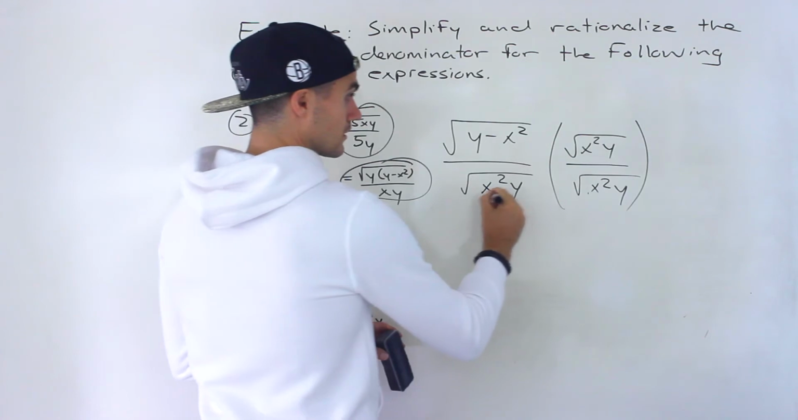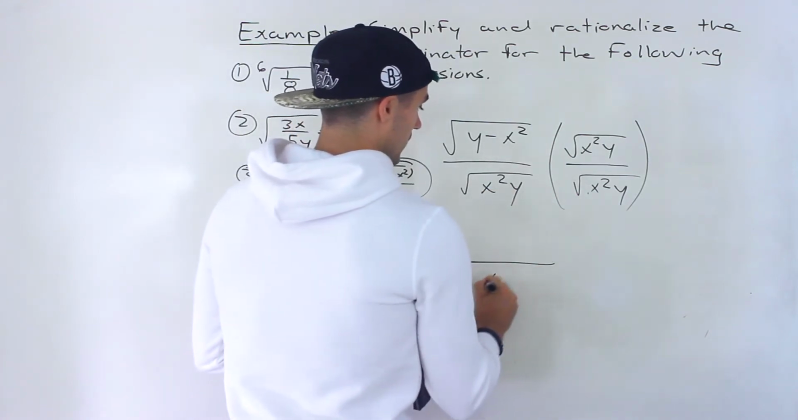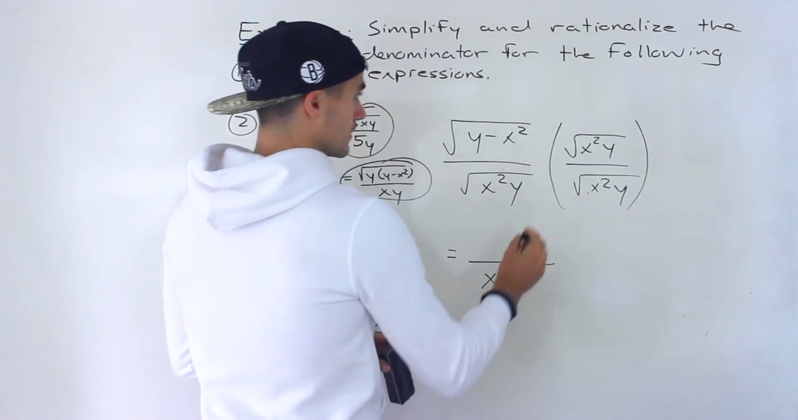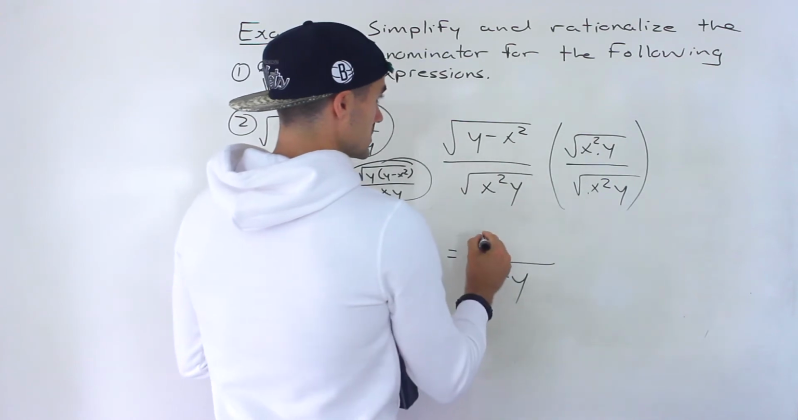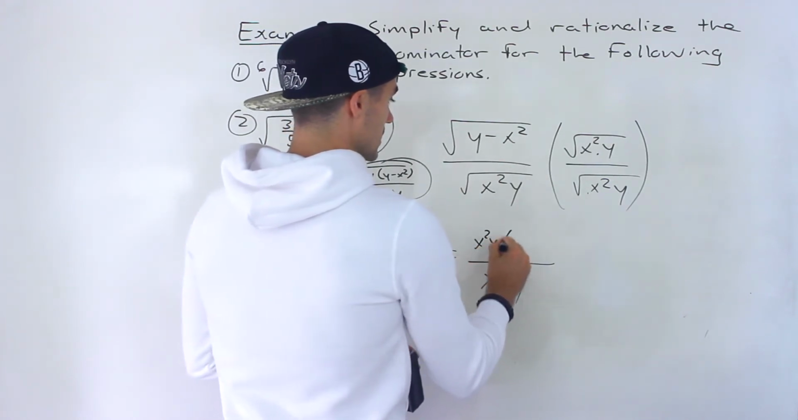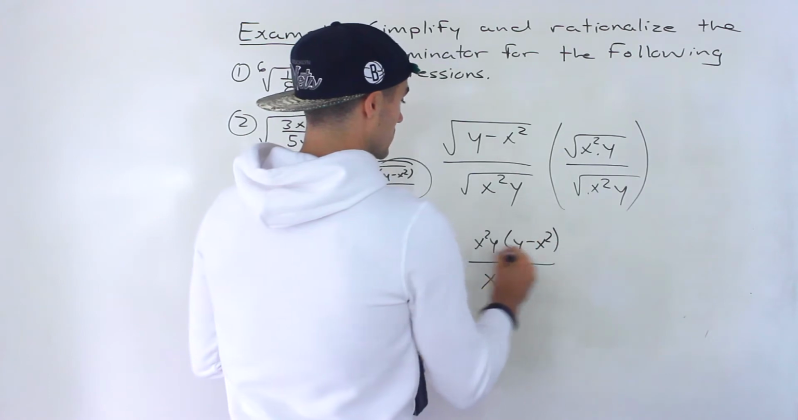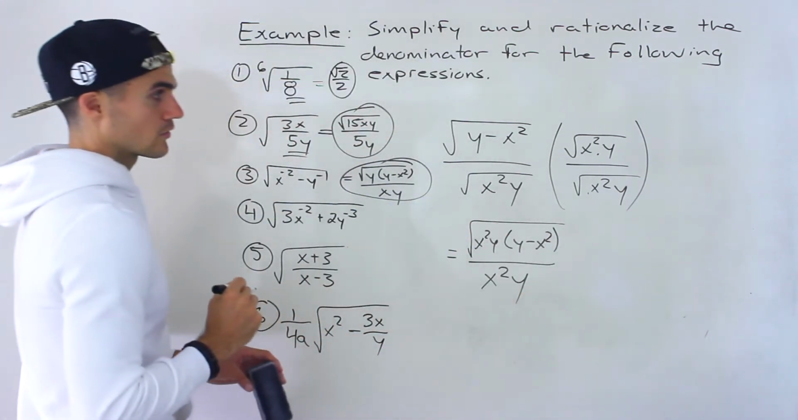So here, notice these two would multiply to x squared y, and then we can multiply both of these, so we'd have x squared y times y minus x squared, all under the root.